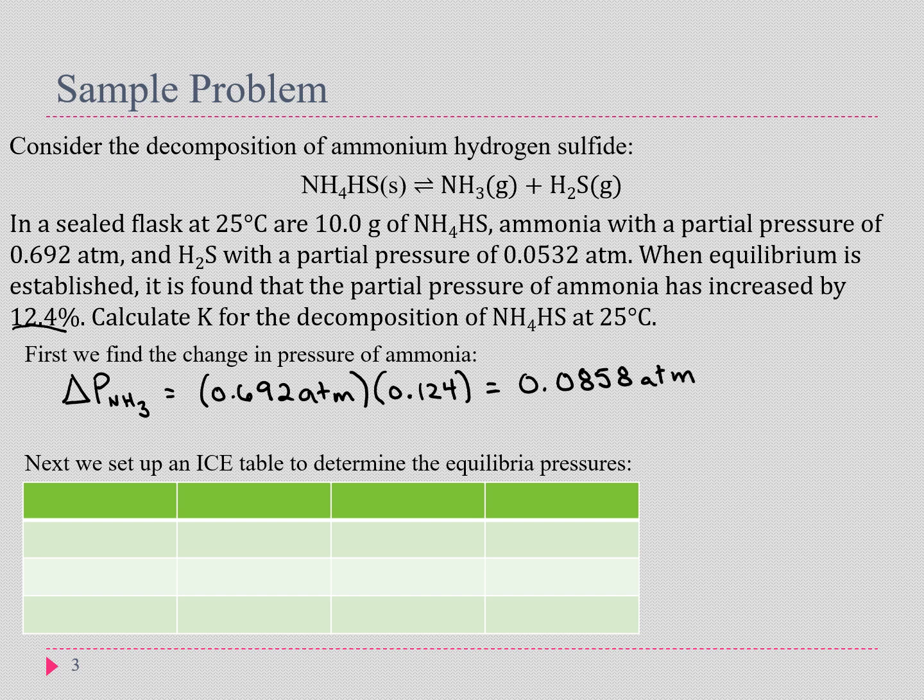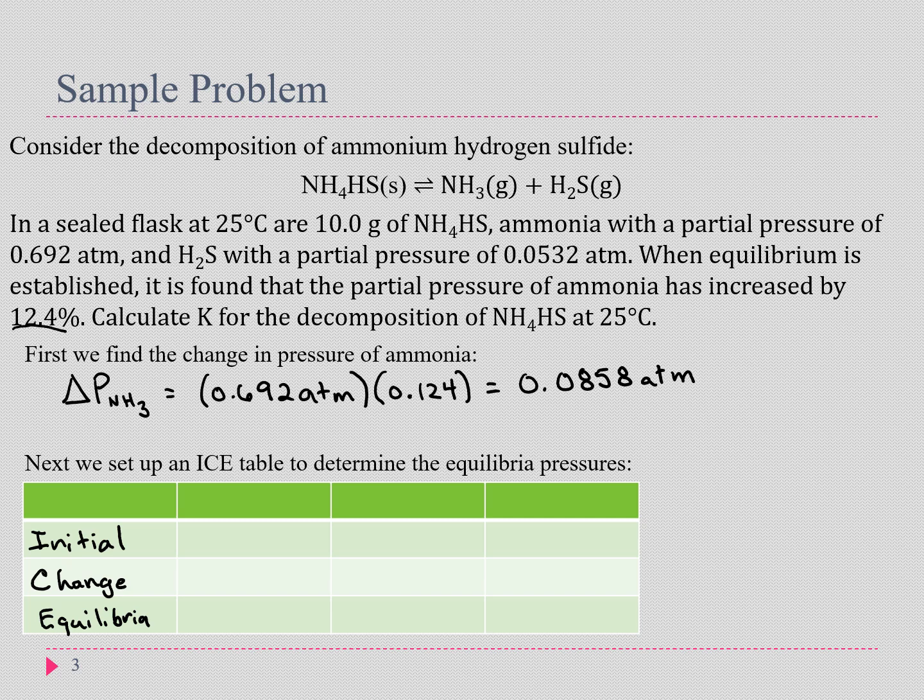Now we're going to set up an ICE table to determine our equilibrium pressures. An ICE table stands for initial, change, and E is equilibrium. If we haven't done ICE tables before, we're going to do the heck out of ICE tables in the next few chapters, so we're going to get really used to seeing them. Equilibrium is what we want on all of these problems.